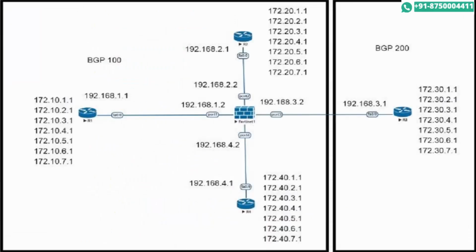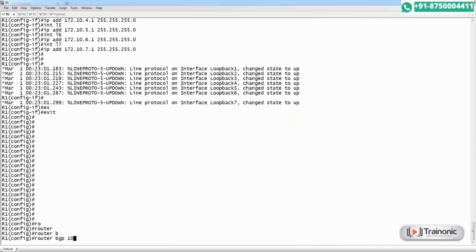Hello friends, in this video we will learn how to configure BGP on FortiGate firewall. This is our topology. Initial configuration is already configured. Let's start with R1.